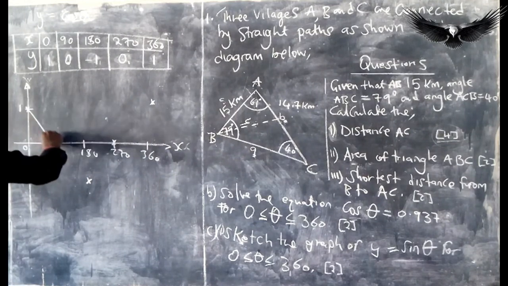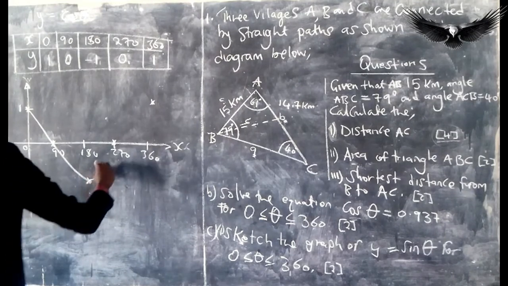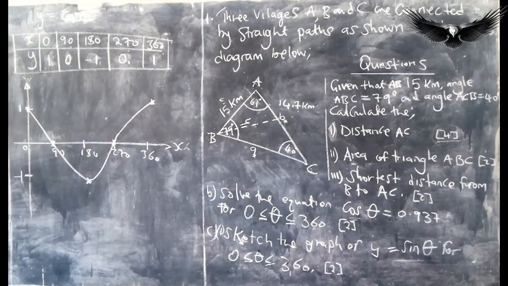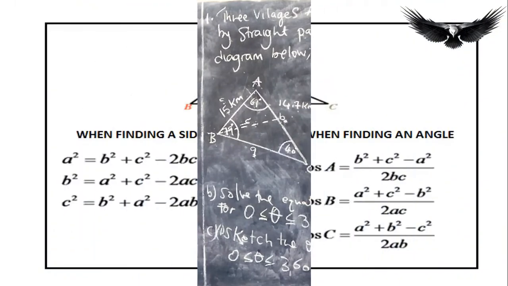Then we join these points. Okay? So join these points, and that is how our graph would come out.